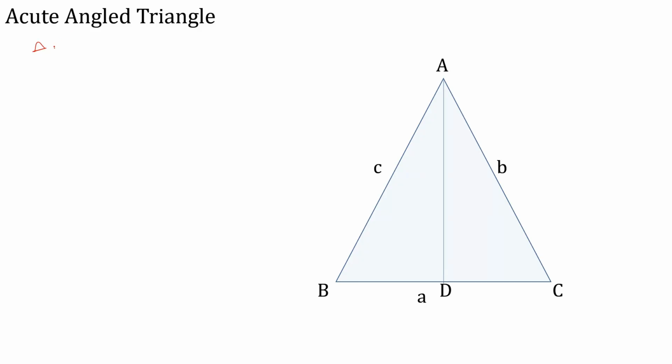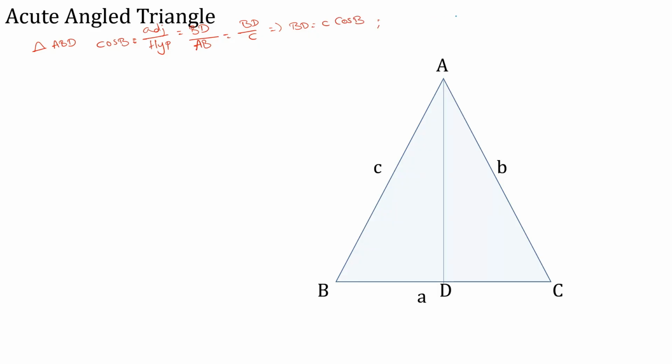From the triangle ABD, cos B can be written as cos of angle is equal to adjacent upon hypotenuse. Here the adjacent side is BD upon hypotenuse is AB. But AB is nothing but c, so this can be written as BD upon c. On rearranging this, we'll get BD is equal to small c into cos B.